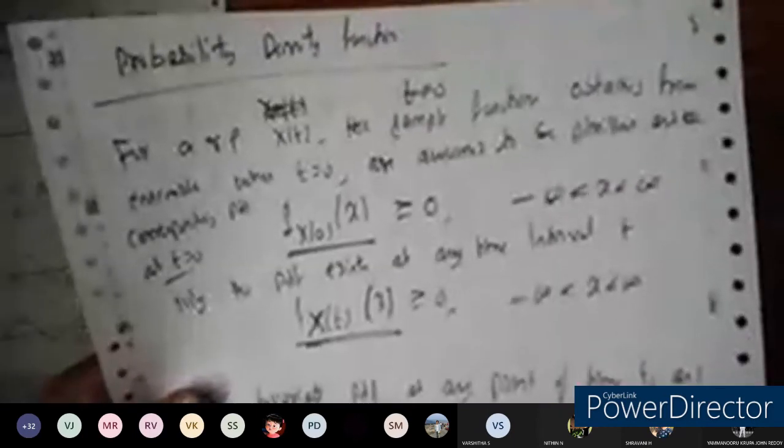Okay, so what we have seen so far is we have defined the random process, that is x of t. We come to know what the random process x of t is.